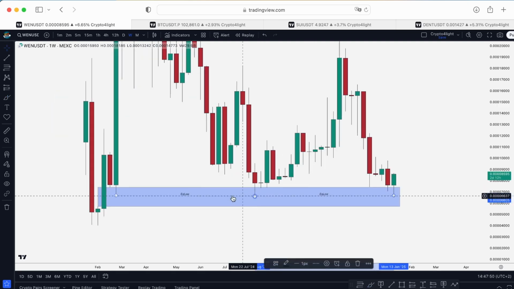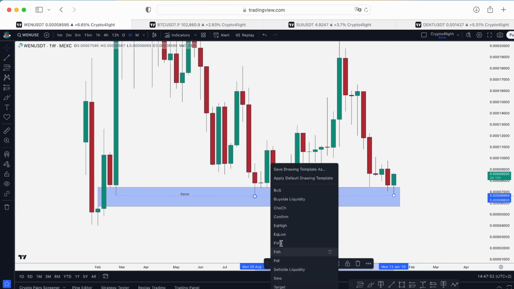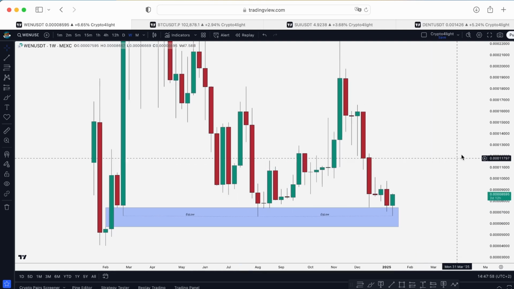To mark these levels, I use just a basic line, and I recommend you create a template so you can mark equal highs and equal lows. How to work with the lines, I already posted a video.